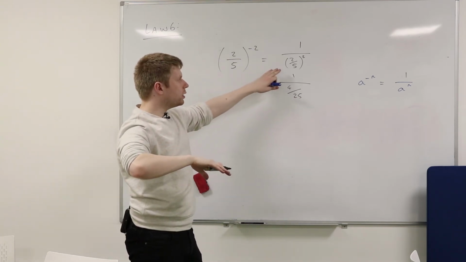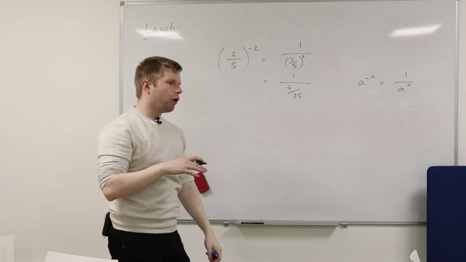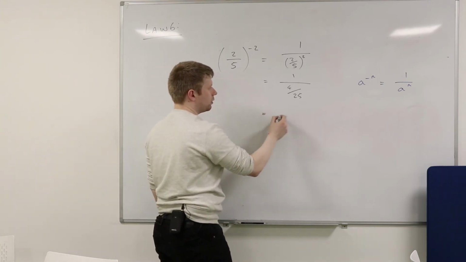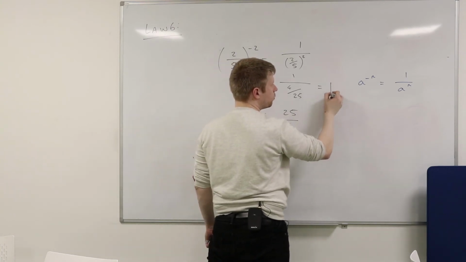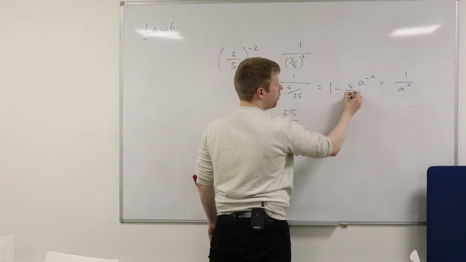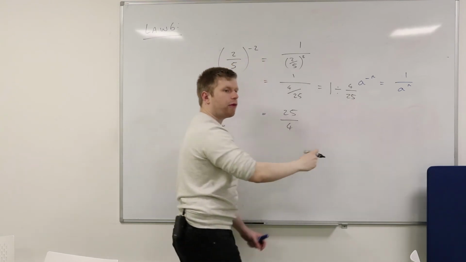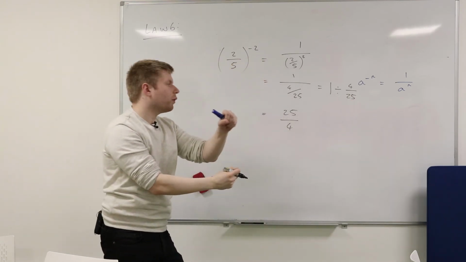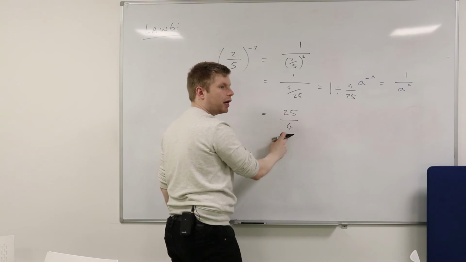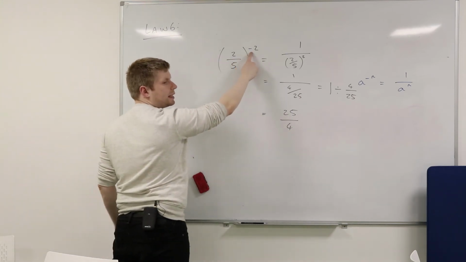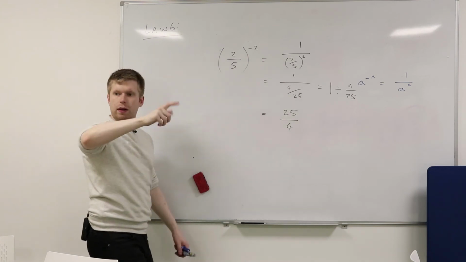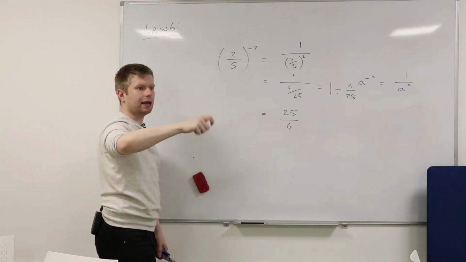Okay. Now, what is 1 divided by 4 over 25? Good. And you can think about this. 1 divided by 4 over 25. If you divide by a fraction, you should multiply by the reciprocal. So you get that. Is that okay? Now, if you looked at this quickly, the negative just means flip it upside down. It means reciprocate it. Okay?